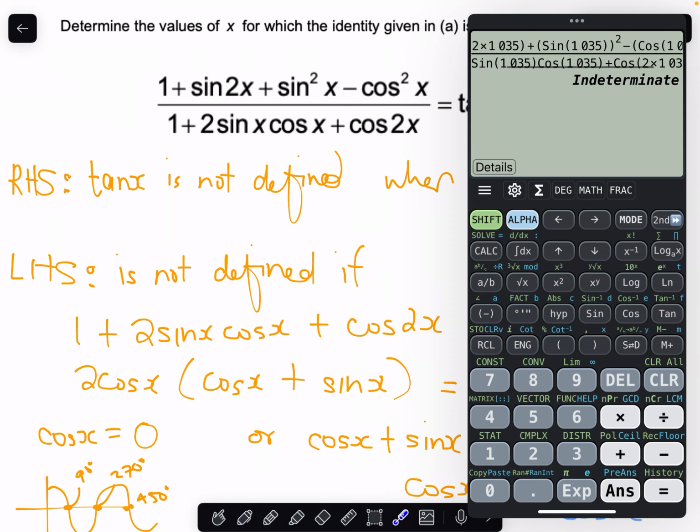Hey, I just actually want to check that this thing does in fact work for some other random number. Let's just use 10. So first of all, this should be defined. Go, go, go. Right? So that's that, and it should be equal to tan of 10. Yes, it is. Okay, anyway.